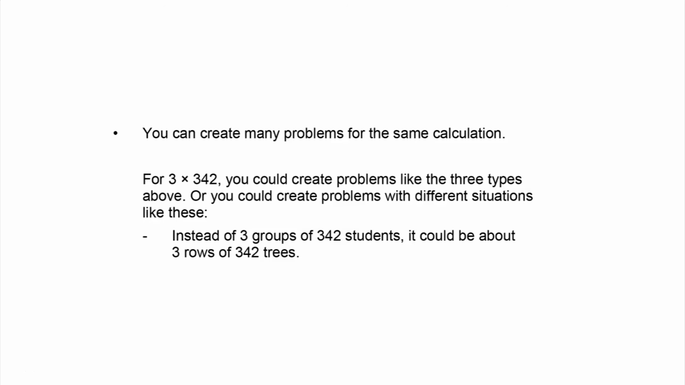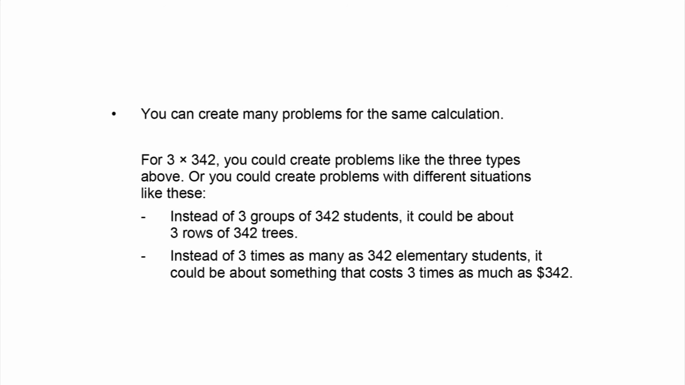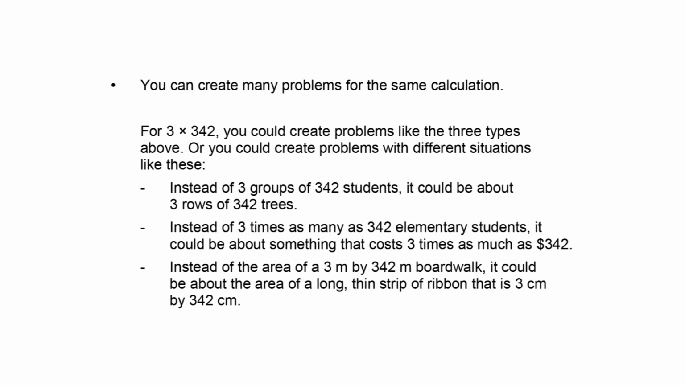For 3 by 342, you could create problems like the 3 types above, or you could create problems with different situations like these. Instead of 3 groups of 342 students, it could be about 3 rows of 342 trees. Instead of 3 times as many as 342 elementary students, it could be about something that costs 3 times as much as 342. Instead of the area of a 3 meter by 342 meter boardwalk, it could be about the area of a long, thin strip of ribbon that is 3 centimeters by 342 centimeters.